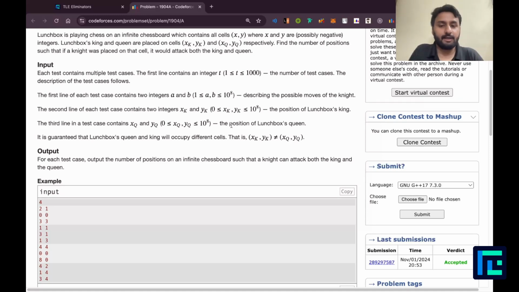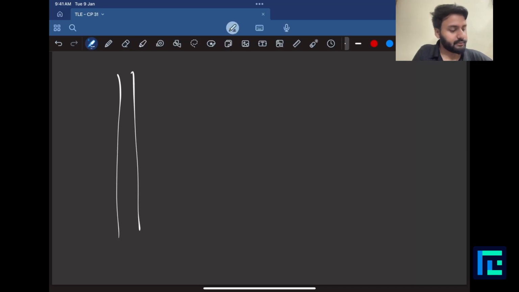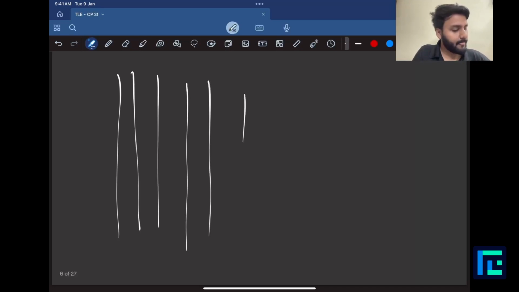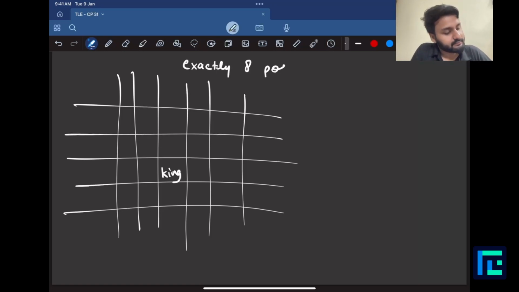If I talk about the king, let's go back. I'll draw a simple chessboard over here. Let's say I have the king over here with me. So this is sort of a chessboard. Let's say I have the king at some location, placed over here. This is the king. Then understand this, that this king can be attacked from exactly 8 positions from the knight.